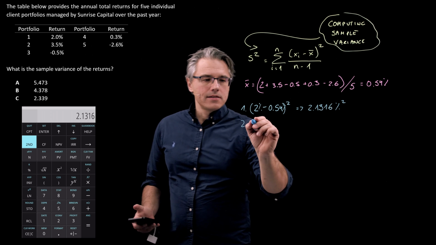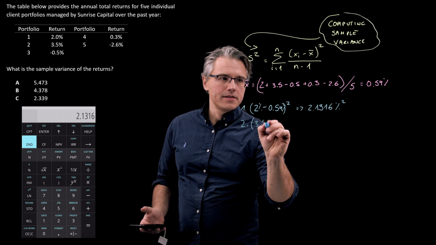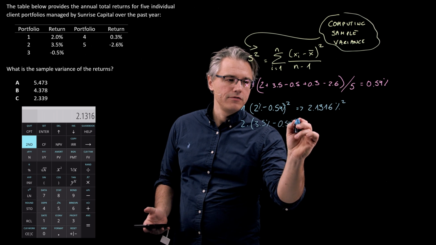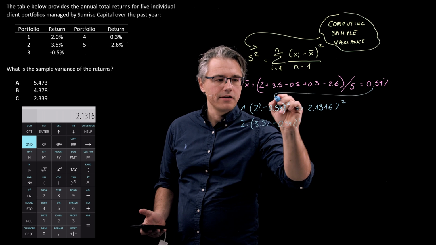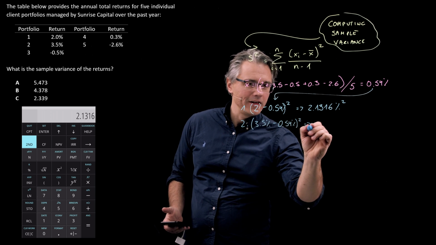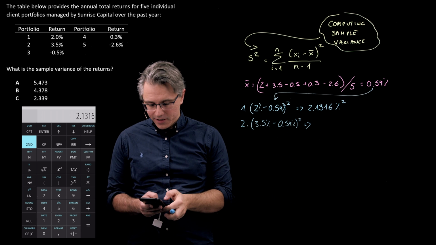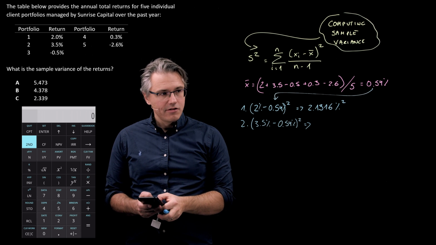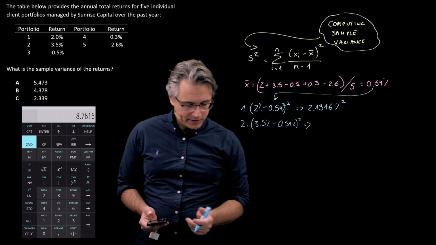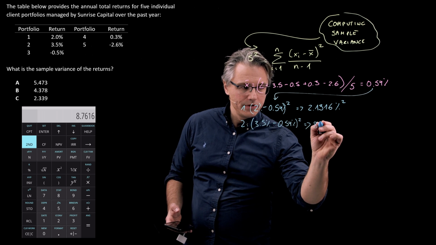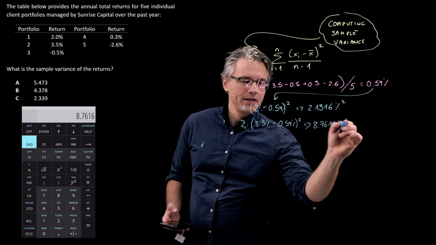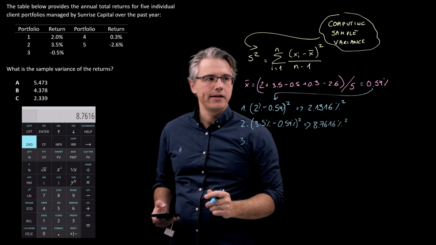The next one is 3.5% minus the same mean, which is 0.54%. Because this will appear consistently in this column, more or less, if I manage to get things straight over here, 3.5 minus 0.54, okay, square the result. This is 8.7616, once again in percent squared, or percentages squared.